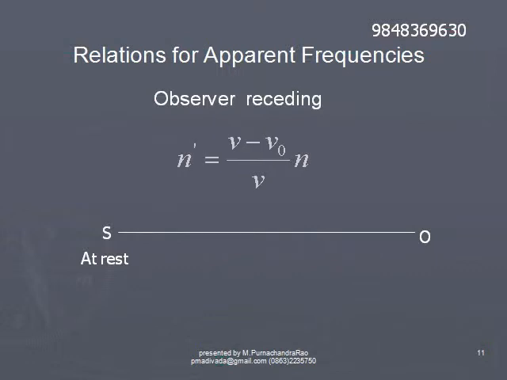If the observer is receding from a stationary source, then the relation for apparent frequency is n prime equals (V minus Vo) divided by V, multiplied by n.